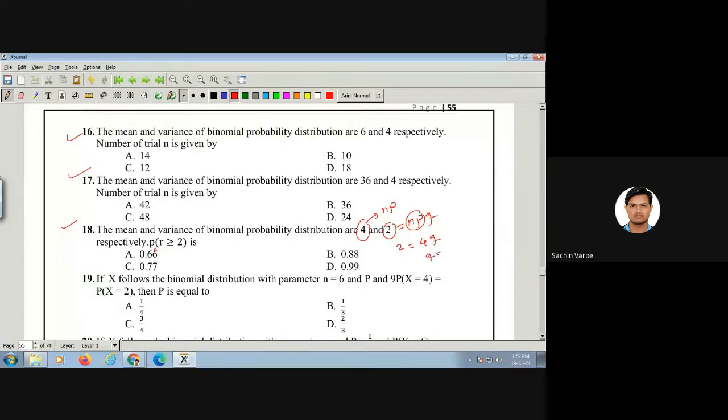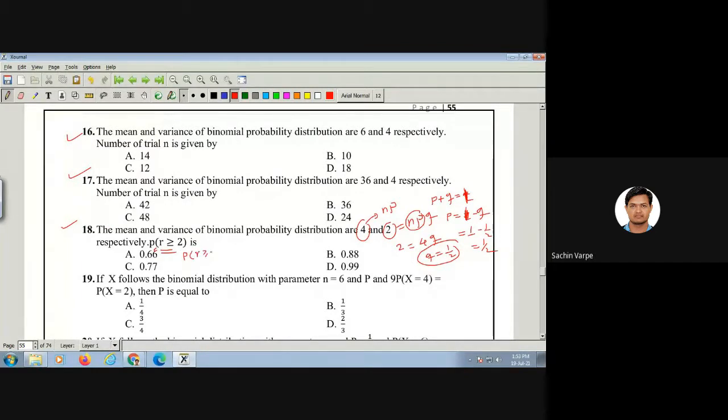q is 1 by 2, right? So p plus q is equal to 1. So p is equal to 1 minus q. Sorry, here it is 1. 1 minus 1 by 2, that is 1 by 2. q is 1 by 2. But here there is no option. It says for r greater than or equal to 2.